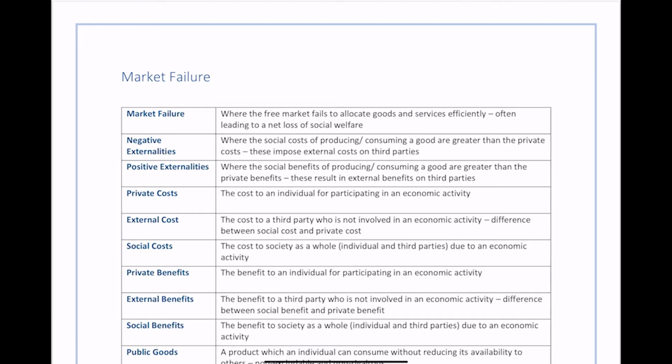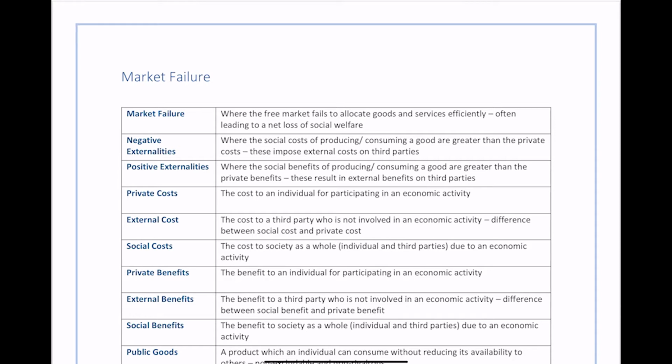So the next definition is negative externalities. Negative externalities comes up a lot in a lot of the different questions that you have to do. And this is where the social costs of producing or consuming a good are greater than the private costs. So this means that you will impose an external cost on third parties. So what this definition technically means is that if you consume a good, you have a private cost to yourself. But then the social cost means the cost to both yourself and to someone else. So if you were to smoke a cigarette, there's a cost to you buying the cigarette, there's a cost to your health, etc. But also because of passive smoking, people behind you or people around you will also have a loss to their own welfare.